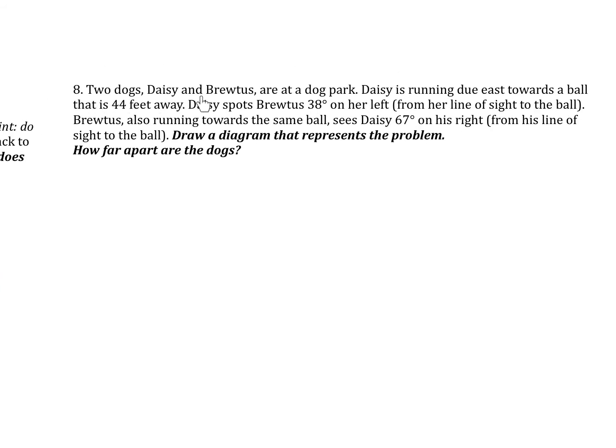Two dogs, Daisy and Brutus, are at a dog park. Daisy is running due east towards a ball that is 44 feet away. Daisy spots Brutus 38 degrees on her left, and this is from her line of sight to the ball. Brutus, also running towards the same ball, sees Daisy 67 degrees on his right, also from his line of sight to the ball. So let's draw a diagram.